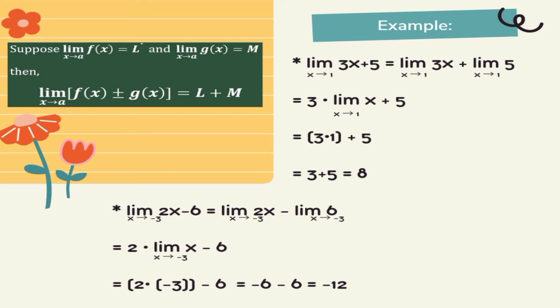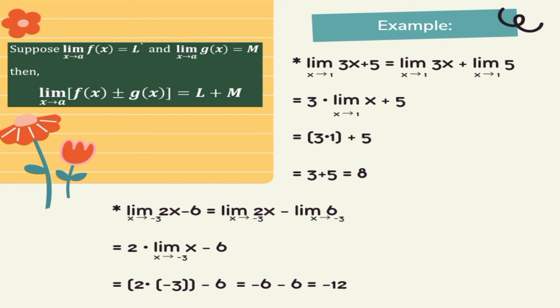Now let's have the difference one. So we have the limit of 2x minus 6 as x approaches negative 3. That would be the limit of 2x as x approaches negative 3 minus the limit of 6 as x approaches negative 3. What we did in the first one is what we are going to do in this second example. So we just separated the 2x and negative 6. And then we are going to distribute the limit as x approaches negative 3 on each.